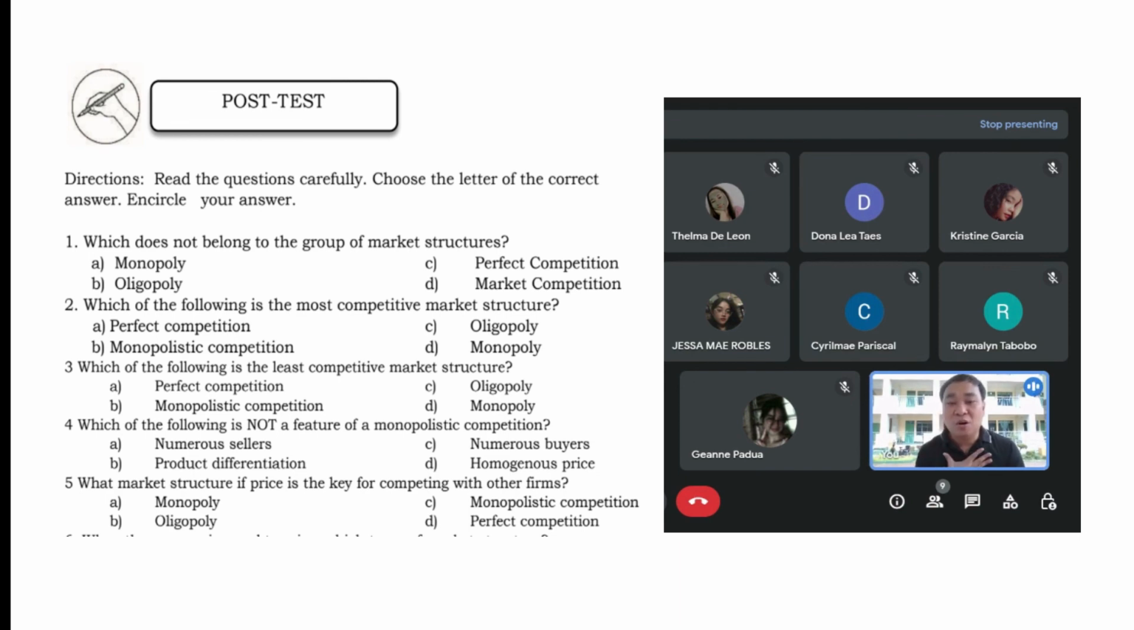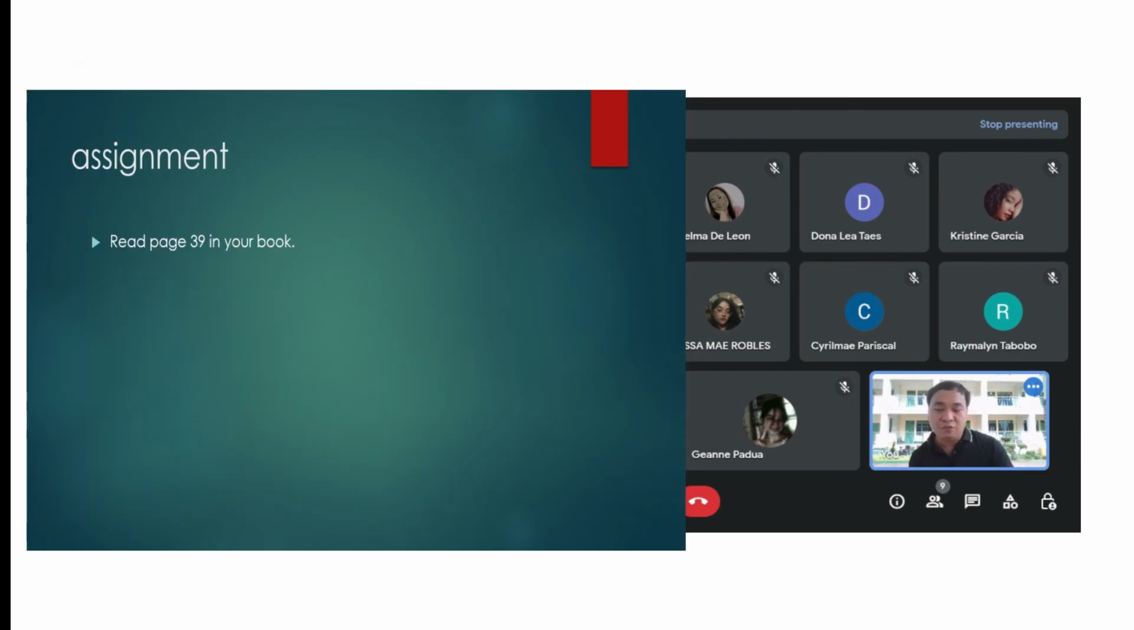Okay, sino po ang nakakuha ng perfect score? Anyone? Meron po? Okay, anyway, if none, we're done with our discussion for this morning. So as your assignment, just read page 39.